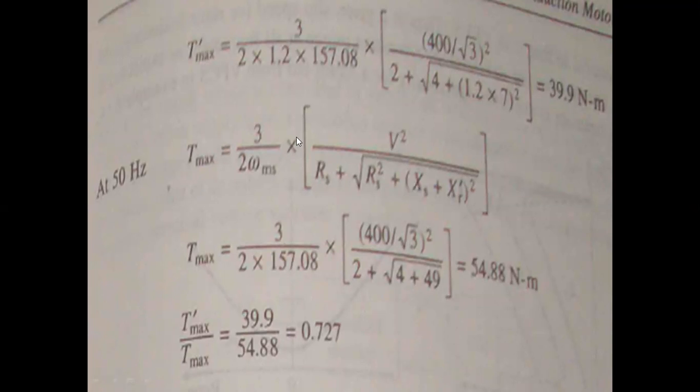3 by 2 pi omega S, not K here, 2 pi omega S, same, remaining all same, V square by RS square plus XS plus XR dash whole square. So 3 by 2 into omega MS 157.08, 400 by root 3 square, 2 plus root of 4 plus 49, that is equal to 54.88. So if you find out the ratio T maximum dash by T max, then it will be 39.9 by 54.88. This is the ratio.